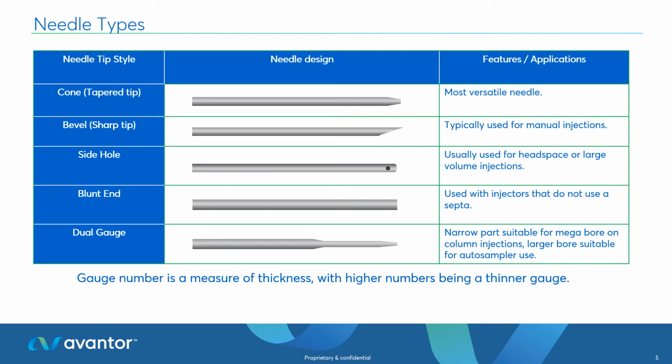And where we're looking at injecting directly into the column, so for an on column injector where we inject onto a megabore column, we may look at a needle design that is actually tapered to allow us to inject directly into the column. The gauge number that is often quoted with the needle is a measure of the thickness, with high numbers relating to a thinner gauge. This is something to be aware of when you're injecting, as this will impact the stability of the needle going through any septa, etc.